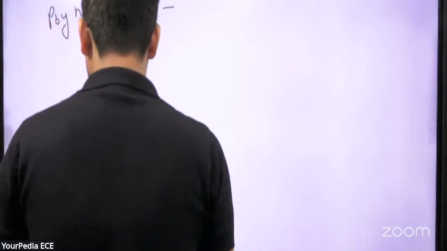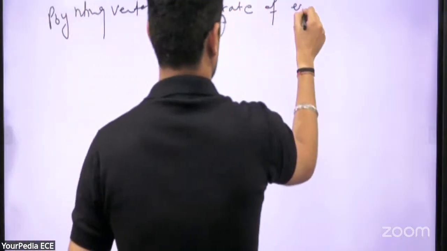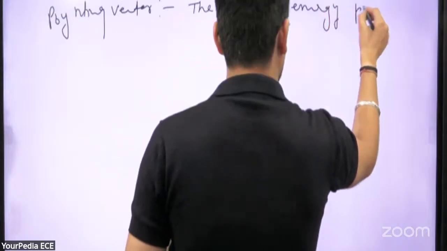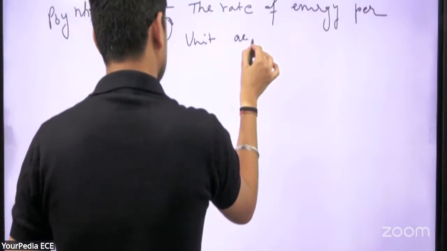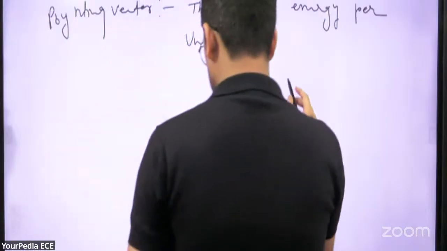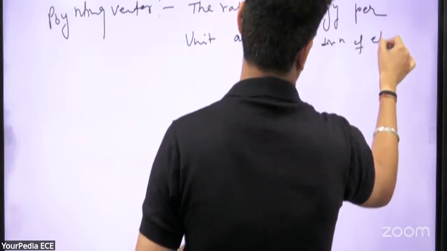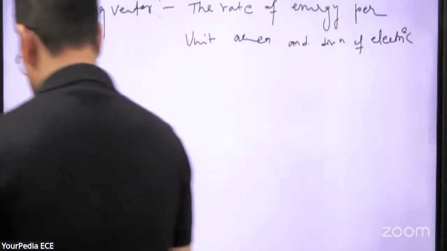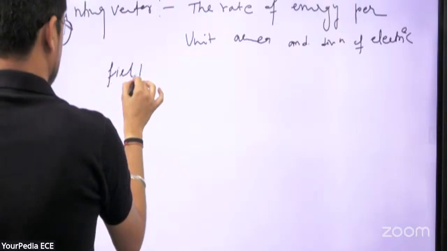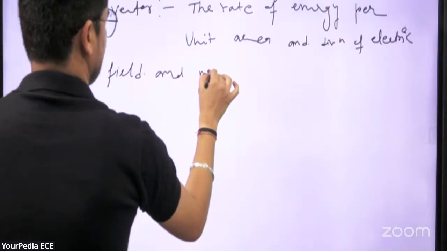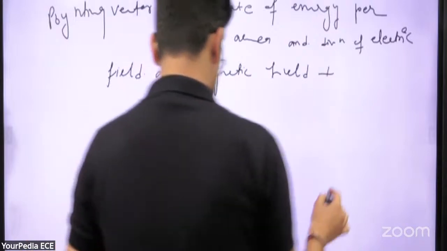The rate of energy per unit area, and direction of electric field and magnetic field perpendicular to each other.